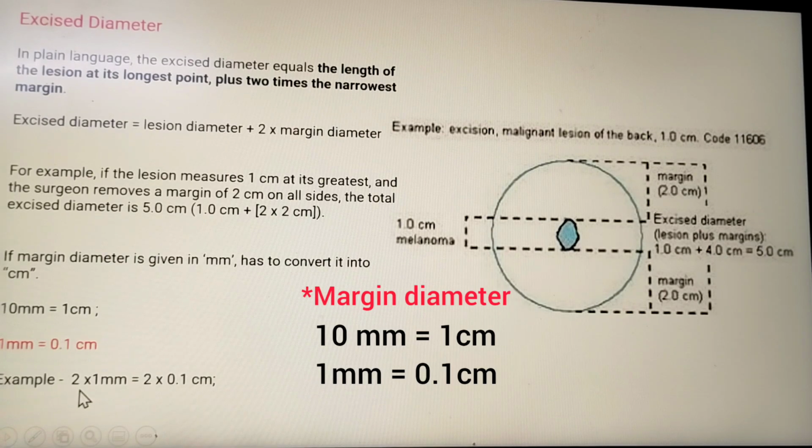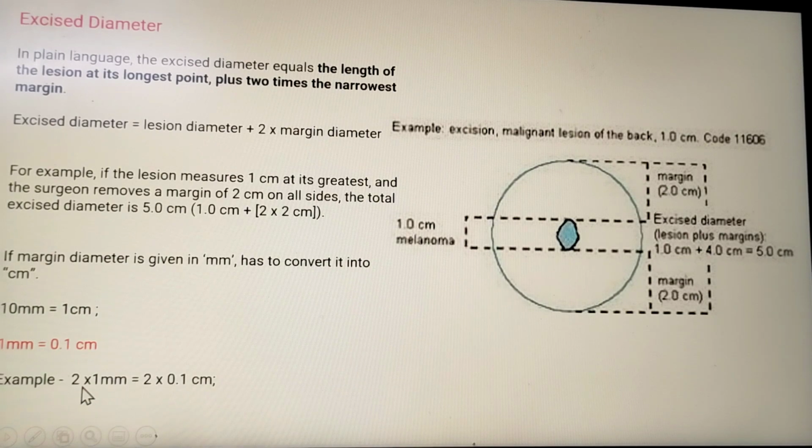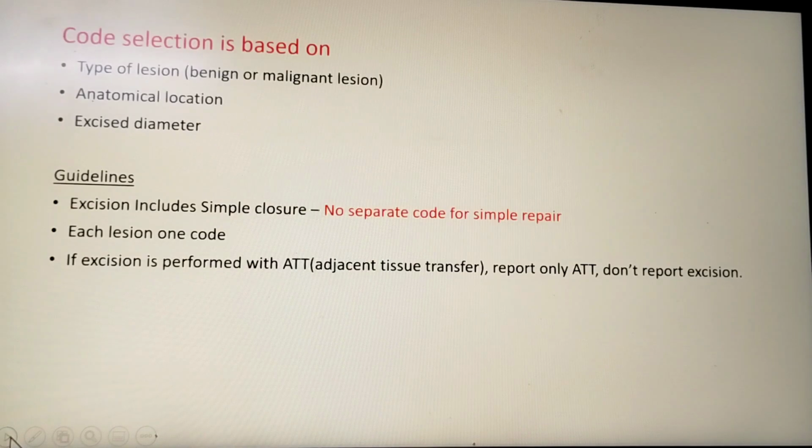Here, for example, 2 mm is given in the question. We have to multiply on both sides with 2. 2 into 1 mm, 2 into 0.1 centimeters. Then 2 mm is equal to 0.2 centimeters. So we have to add this 0.2 centimeters in this formula and you will get the excised diameter to select the code. So this is the concept of excised diameter.